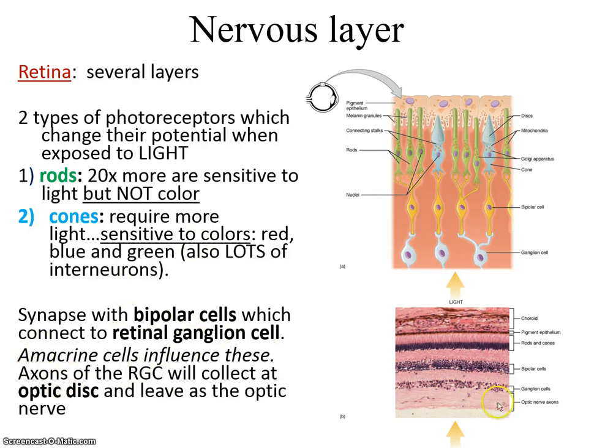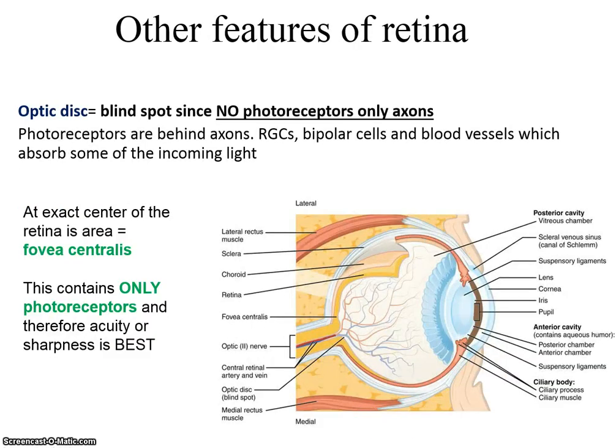So here, as we look at this, what you see is light is actually transmitted in, excites these photoreceptors, and then they synapse through these layers of cells into these ganglion cells. So here I'm saying that photoreceptors are behind the axons, the retinal ganglion cells, bipolar cells, and blood vessels, which absorb some of the incoming light.